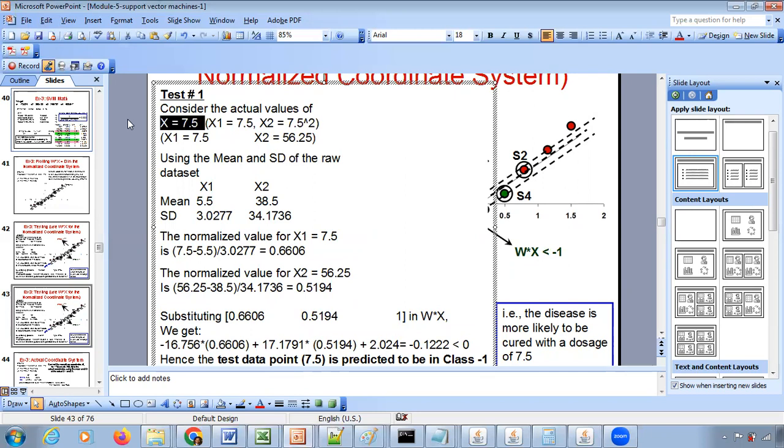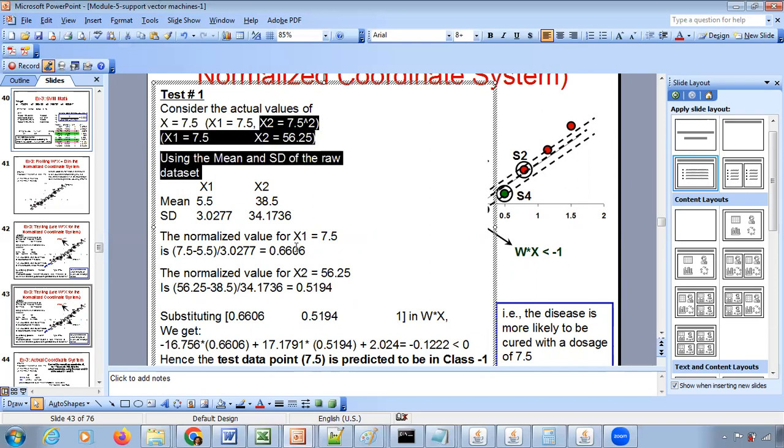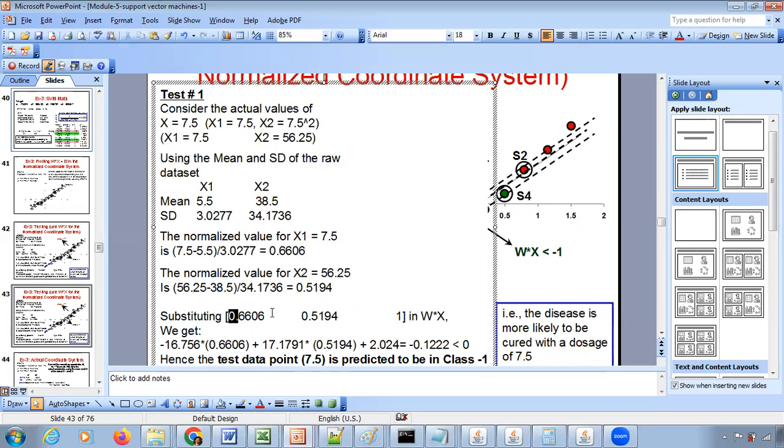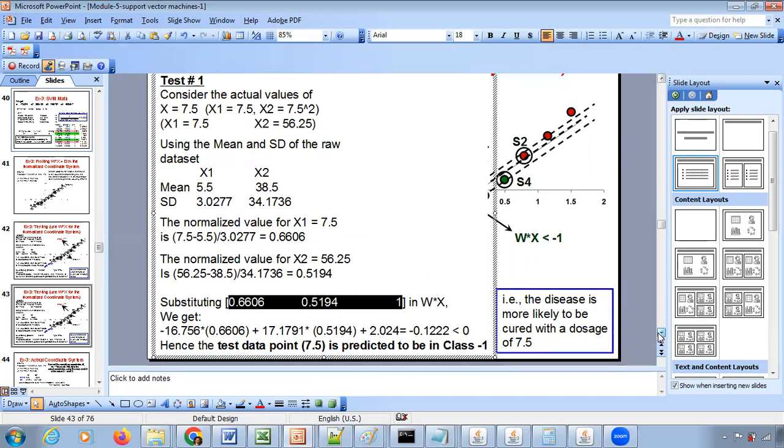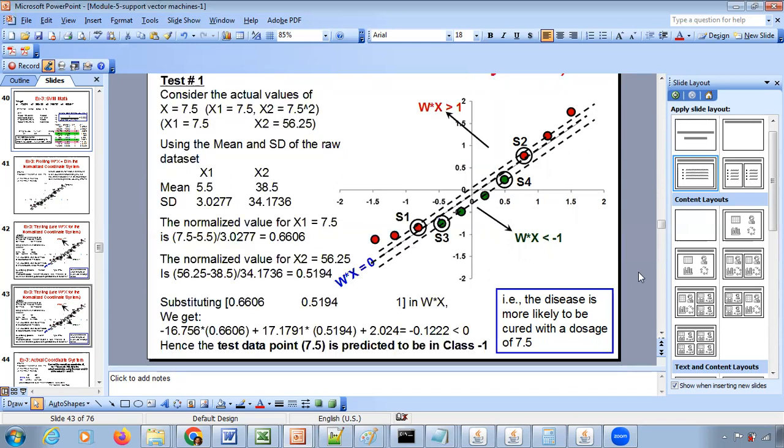So we need to scale up as part of the kernel trick. x1 is still 7.5, but x2 is going to be the dosage square, so that's 56.25. Using the mean and standard deviation of x1, x2, the raw data, we need to normalize it. So this is a normalized version of the x1, x2. Now we plug it into w times x, and we get again negative 0.1222, which is negative. So again, 7.5 will belong to class negative 1 as well.